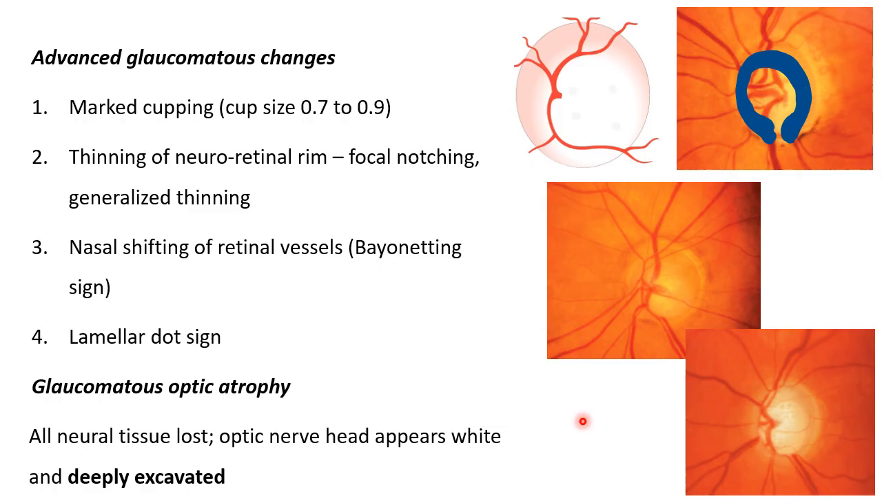And finally, lamellar dot sign. Lamellar dot sign means the pores in the lamina cribrosa become prominent. Now, I don't know if you can appreciate in this figure, there are these tiny dots. This is a very advanced form of glaucomatous cupping, the third picture. So you see these dots, these subtle dark dots, these are the enlarged pores of the lamina cribrosa because of excessive deformation.